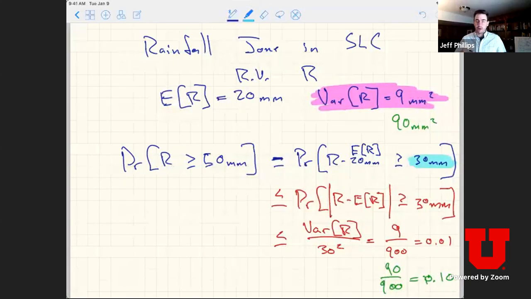Great. So hopefully this is starting to make sense. I think really the best way to do this is to do some examples, and there are some examples on the homework that we'll ask you to do. We'll ask you to compute both of these bounds and see which one is more useful. So sometimes the Markov inequality is more useful, sometimes the Chebyshev inequality is more useful. Okay.